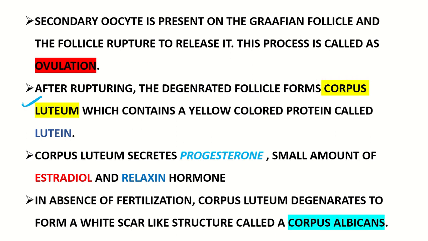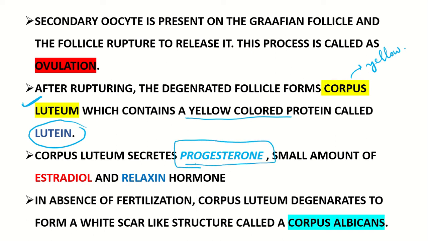After rupturing, the degenerated follicle forms the corpus luteum, which contains a yellow colored pigment known as lutein. That is why the corpus luteum appears yellow in color. What about its function? The corpus luteum secretes progesterone hormone. Mostly it secretes progesterone, along with a small amount of estradiol, which is a type of estrogen hormone, and also some relaxin hormone. So this corpus luteum secretes progesterone, estradiol and relaxin.